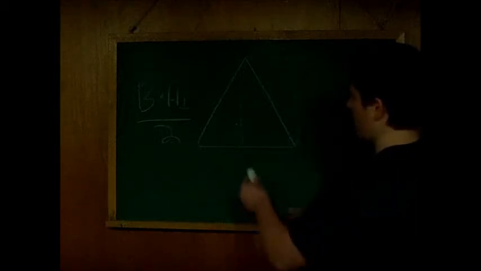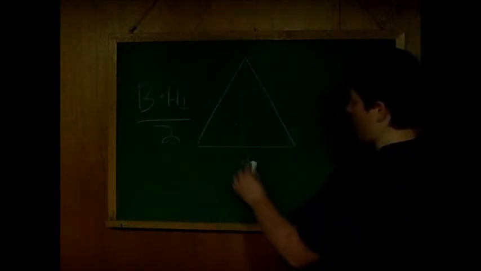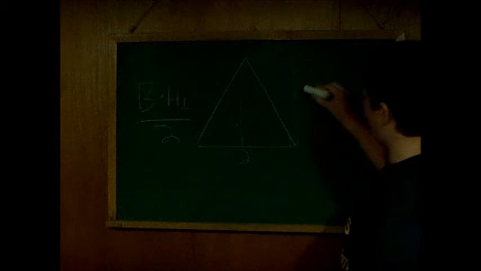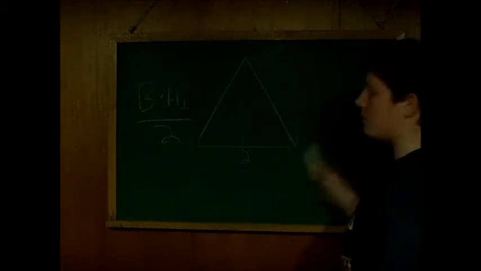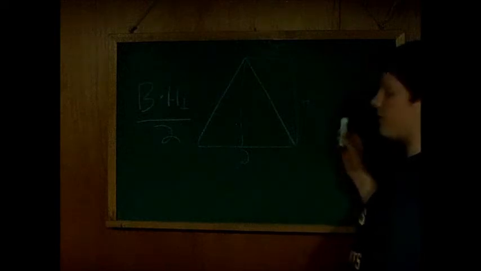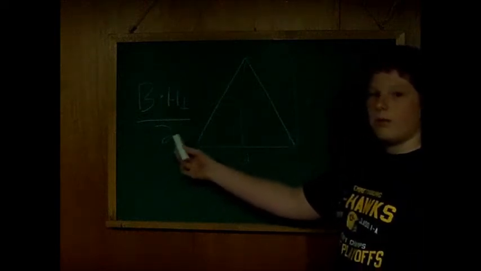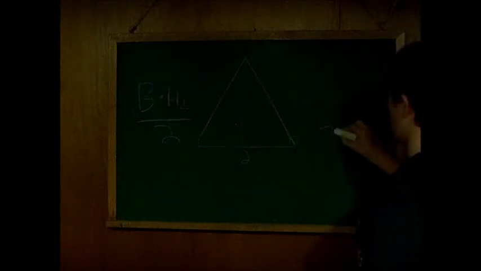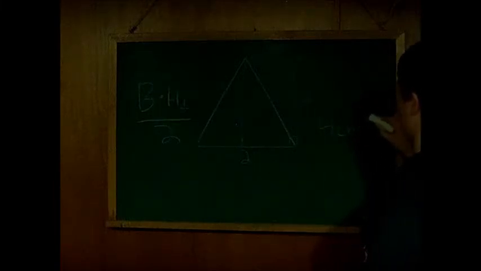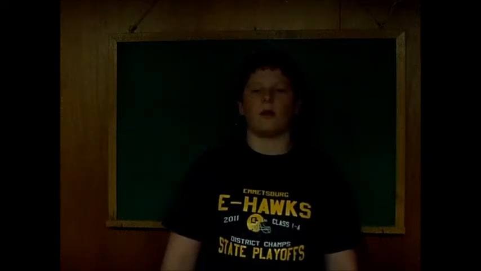So if the base was 2 and the height was 4, you take 2 times 4, which would be 8, and then you would divide that by 2, which would be 4, and if it was centimeters, it would be 4 centimeters squared. Now try to find the area of the following triangle examples.